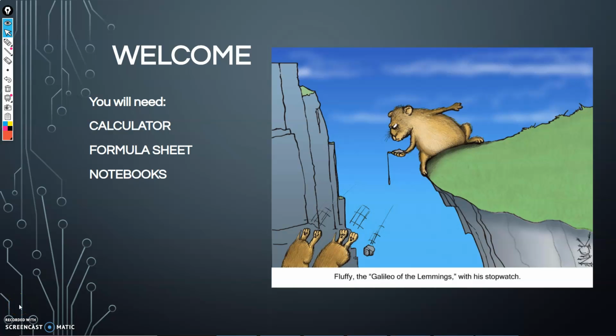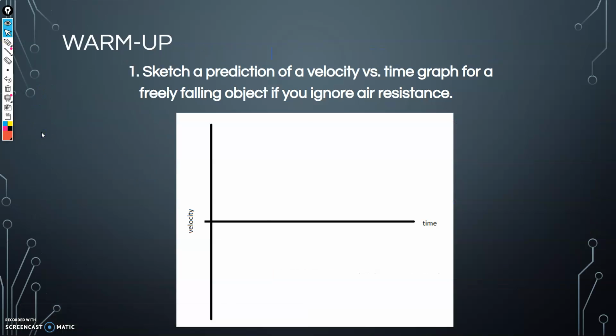All right, hello class. Today we're going to take a look at how gravity affects the motion of falling objects. Today in class you're going to need a calculator, a formula sheet, and then also something to take a few notes with. All right, so gravity. How does gravity affect the motion of falling objects? Let's start off with a question.